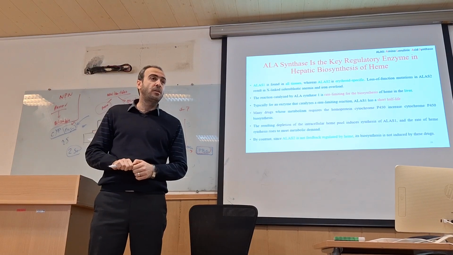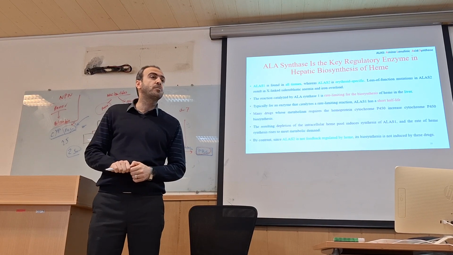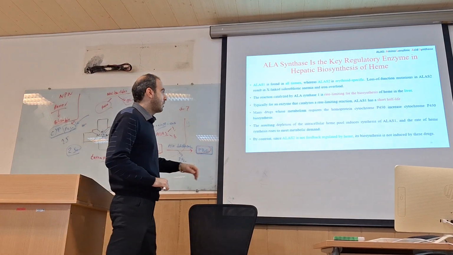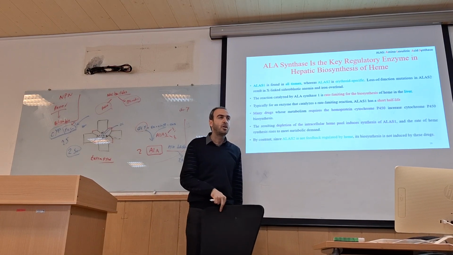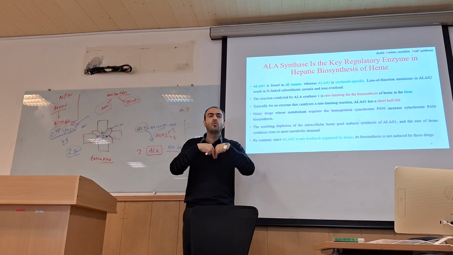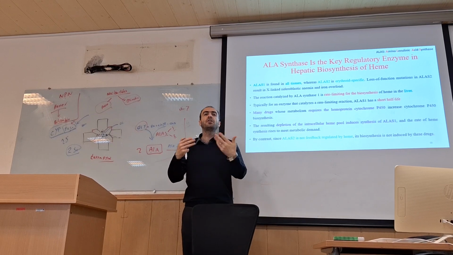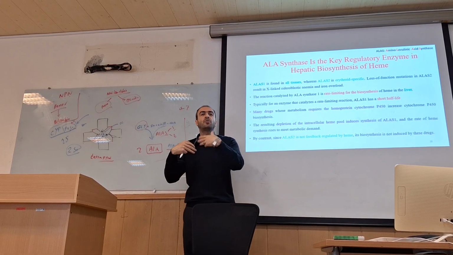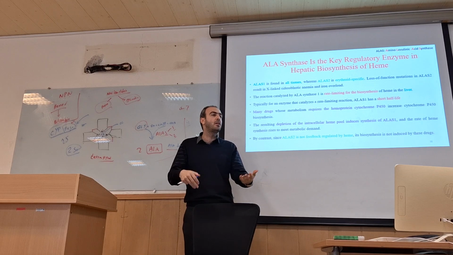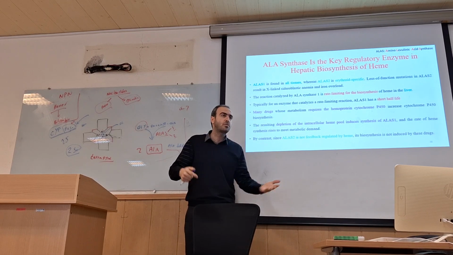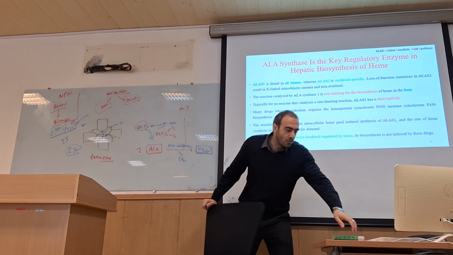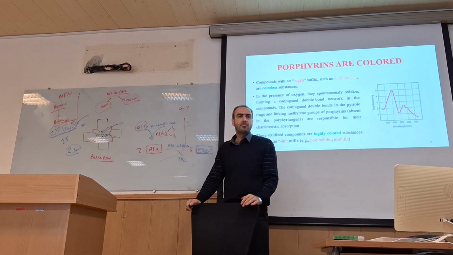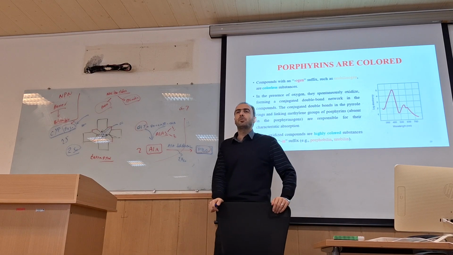ALAS2 can be regulated just by iron, but it is not regulated by heme, because all the time we need ALAS2 for heme synthesis, for hemoglobin, for producing RBC. They will produce a large amount of RBC. So we have two terms related to heme production.